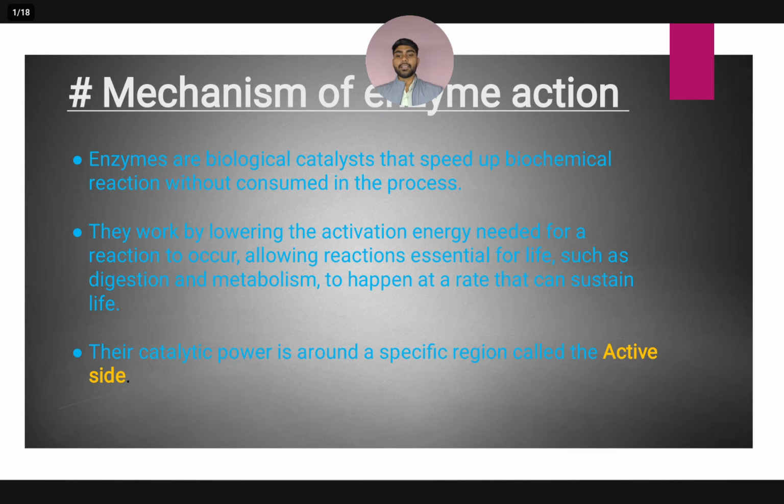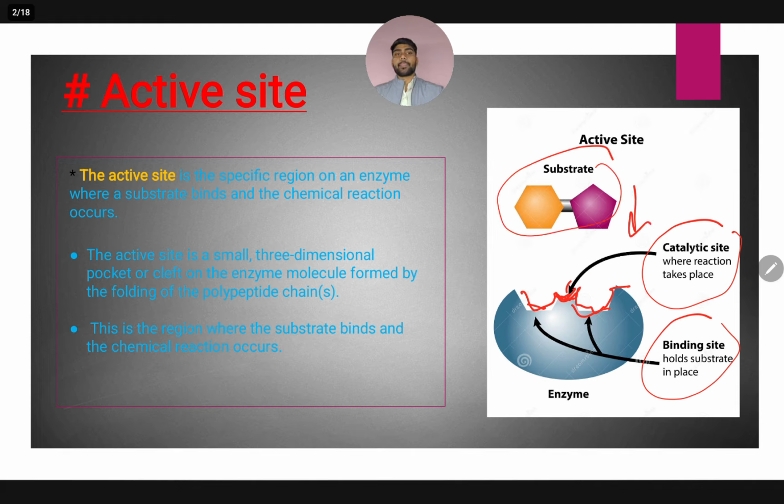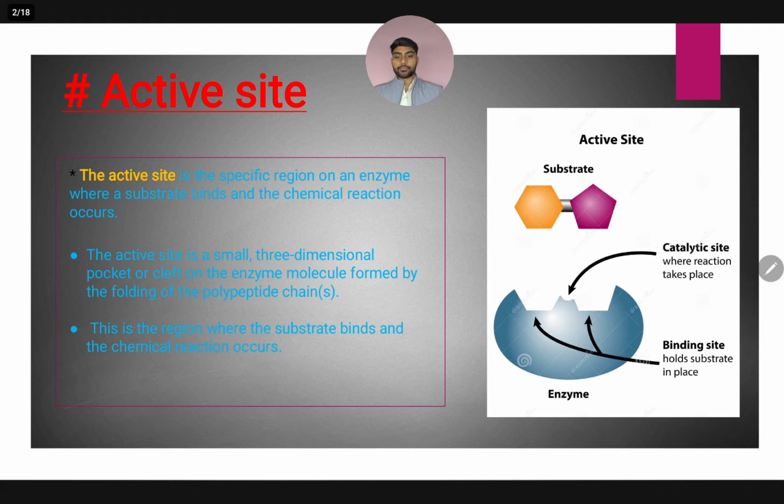As you can see in the diagram, this is the active site, which is divided into two parts. First is the catalytic site, and second is the binding site. The catalytic site is where the catalyst works and produces the products, and the binding site is where the substrate can bind. The substrate fits into the specific area on the larger enzyme structure.